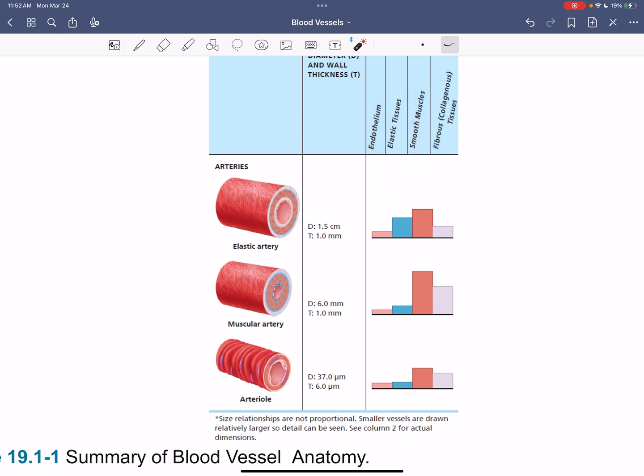So we see similar layers as we work our way through different types of arteries, but we modify them based on the needs. The form and the function go hand in hand. And this is a great little summary that you can spend some time on, just so you can really get a sense as to that.